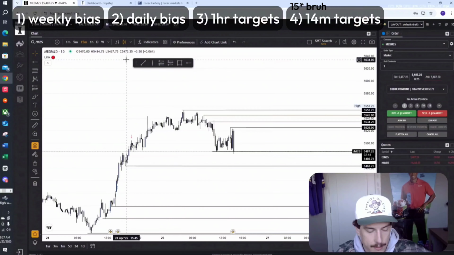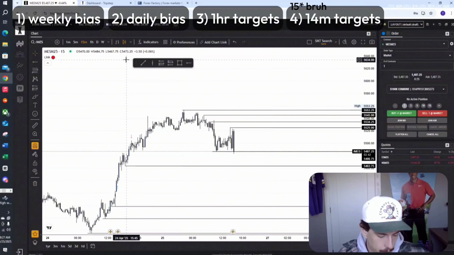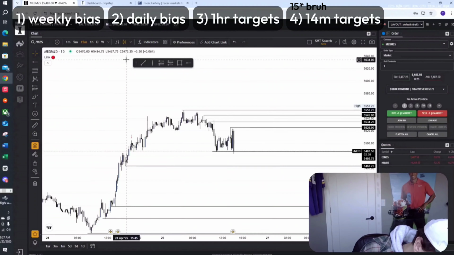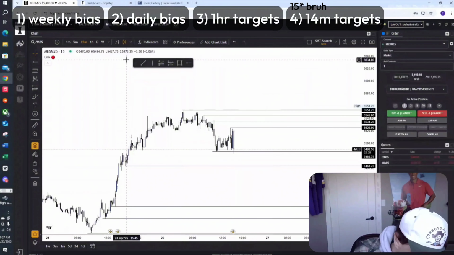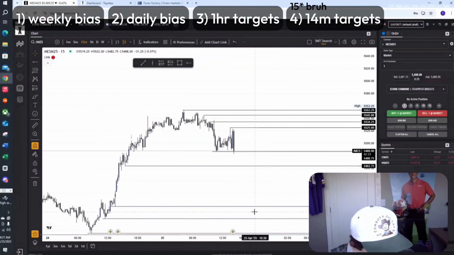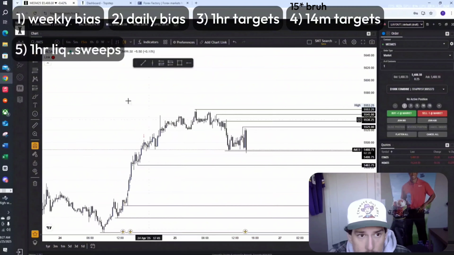So let's just go write this down in the trading book again. We are bullish on the weekly, bullish on the daily. Number 3, we drew out our 1 hour key levels. Number 4, we did our 15-minute target areas plus the 1 hour key levels. Next thing, we're going to look for a 1 hour liquidity sweep.